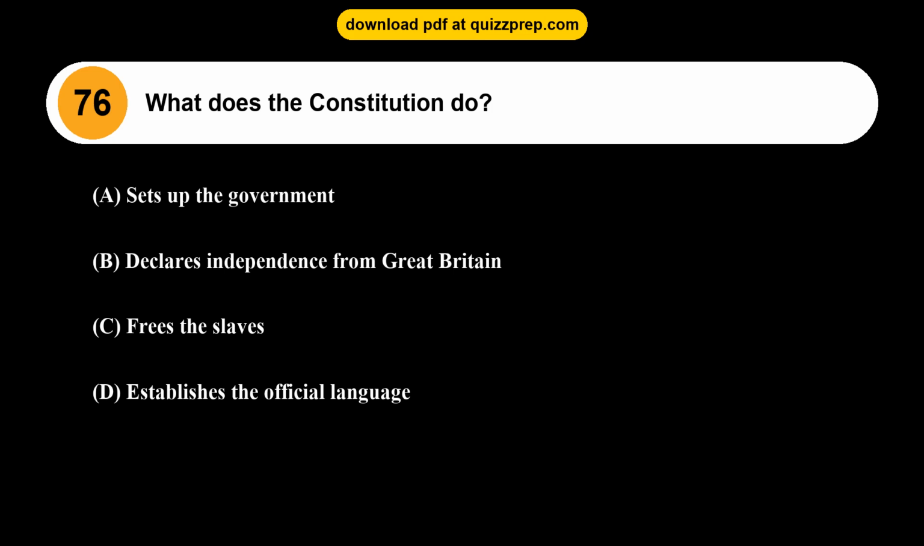Question 76. What does the Constitution do? Option A, sets up the government. Option B, declares independence from Great Britain. Option C, frees the slaves.